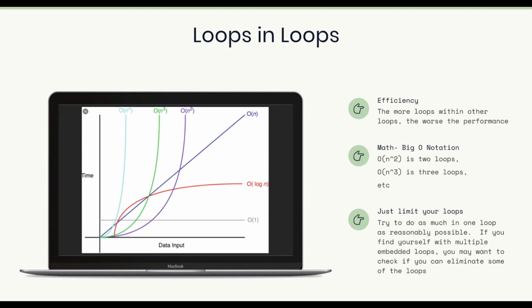For example, O of n to the second power is 2 loops, O of n to the third power is 3 loops, etc. And if we look at time versus data input, we can see that the higher that power gets, the worse the timing related to data processing gets. It almost starts to turn into a straight line up.